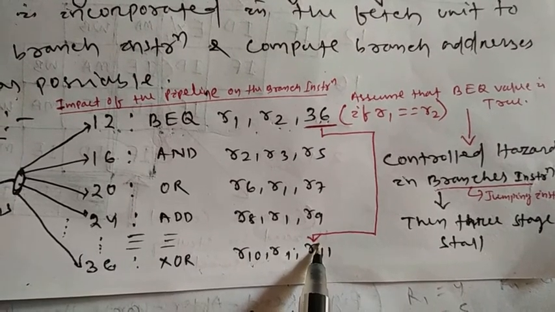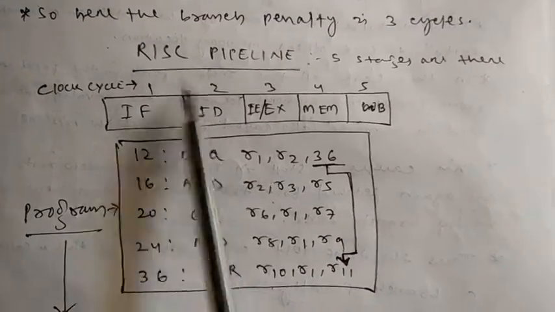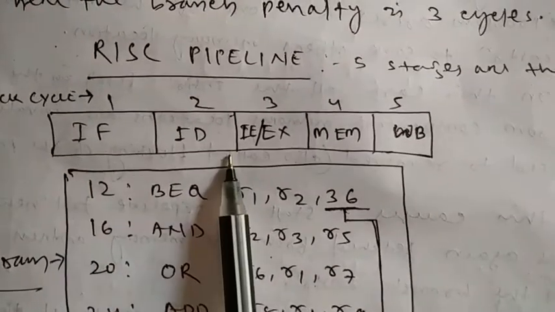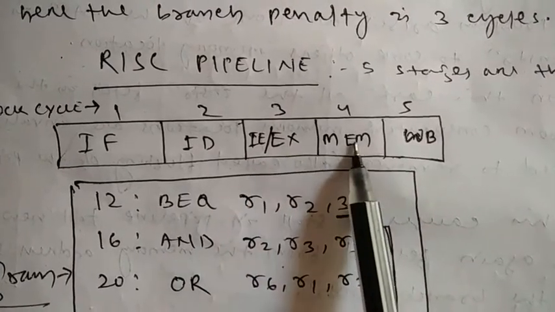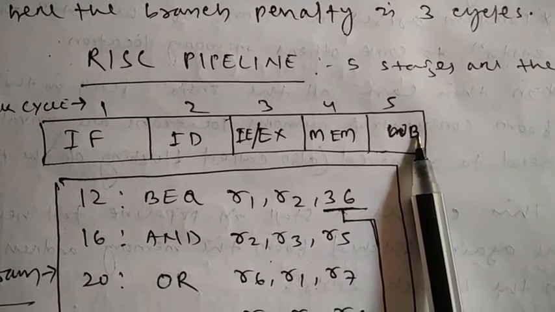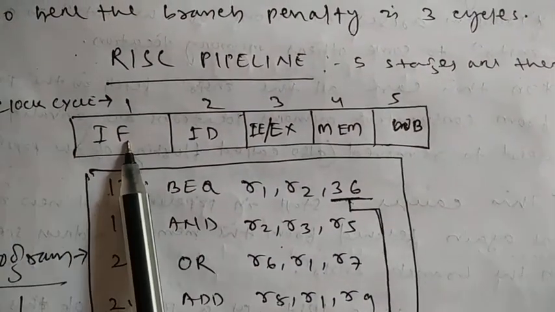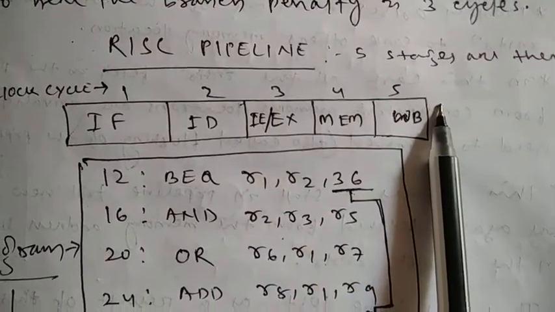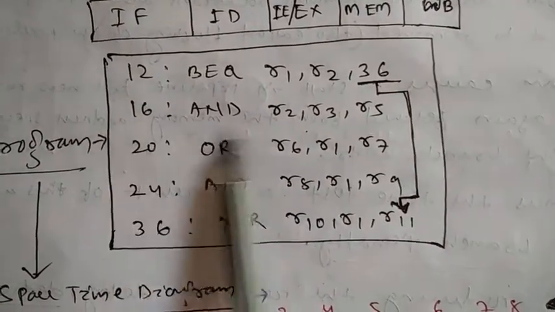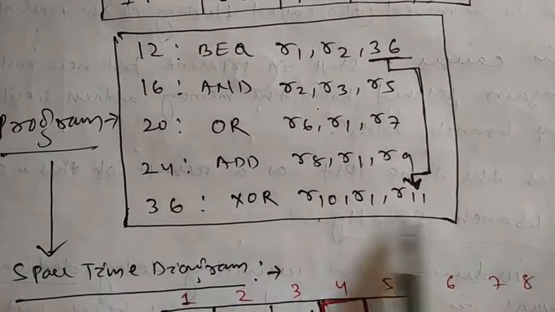Next, we can understand it better by an example. Let's have a look at the example. This is our program, and in a RISC pipeline there are 5 stages: instruction fetch, instruction decode, instruction execution, memory access, and the last one, write back to register. These are the clock cycles: stage 1, stage 2, stage 3, stage 4, stage 5. At location 12 this is the instruction, at 16 this is the instruction, at 20, at 24, and at 36 this is the instruction.